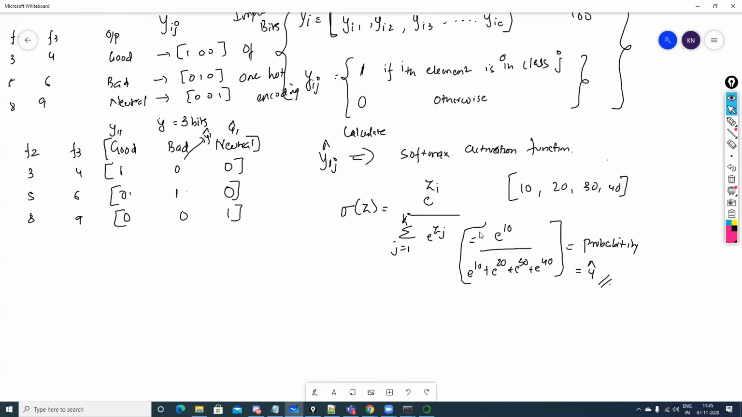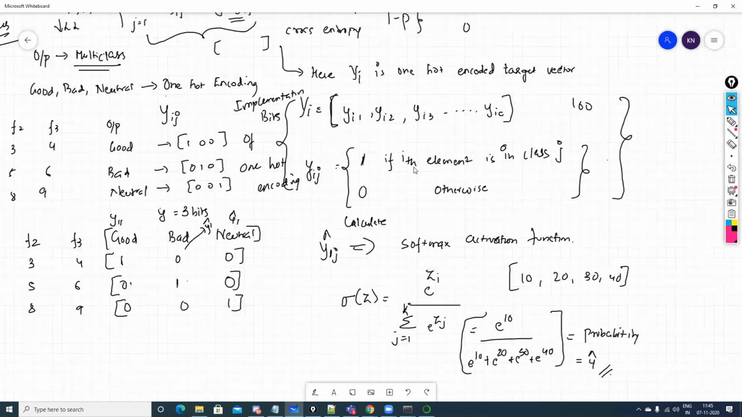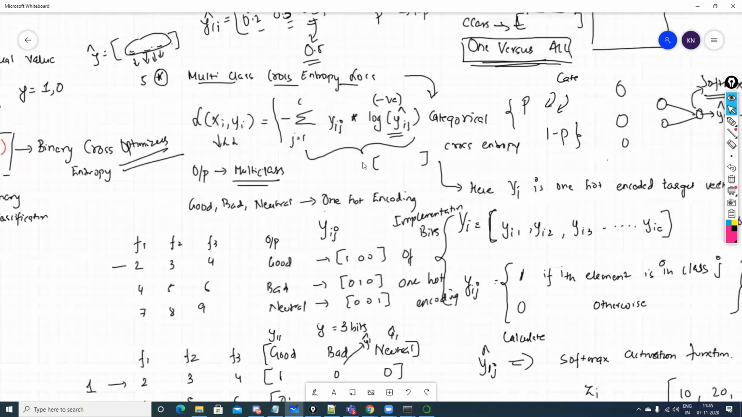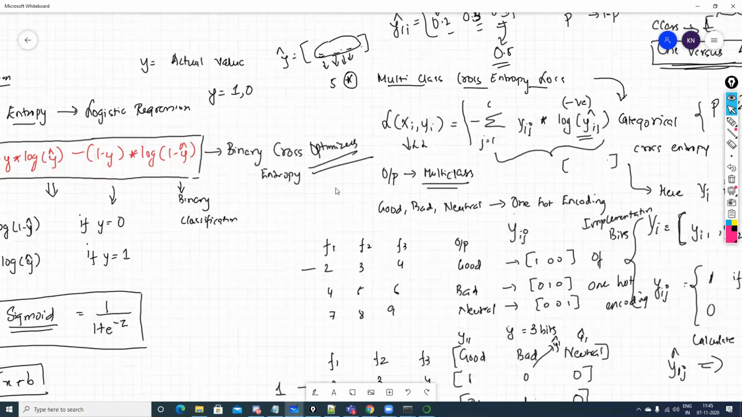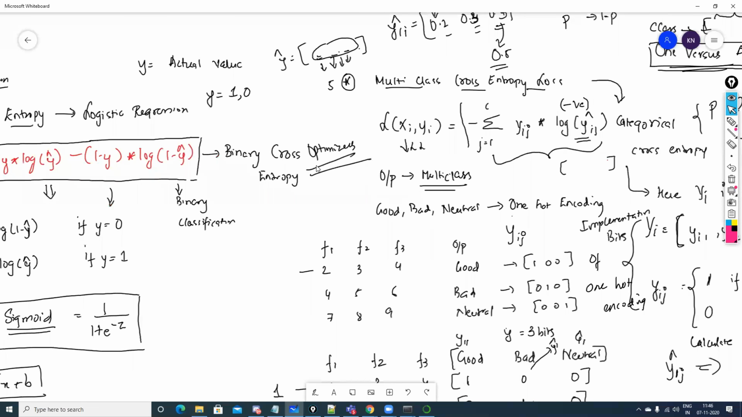Sir, when we are using cross entropy, when we need to calculate y hat, we basically use the sigmoid function, right? For binary, yes. But then you mentioned minus log 1 minus y hat when y is equal to 0. This is the formula according to logistic regression. This is for binary classification, this is for one versus all. Where do we use this minus log 1 minus y hat? Down where you have written: if y is equal to 0, log 1 minus y hat.